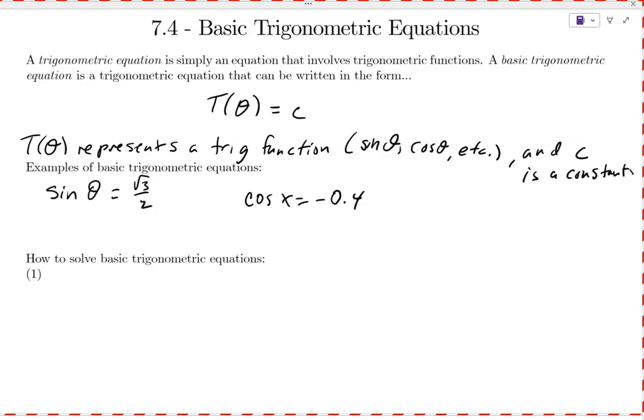Over 3 does, right? And 2 pi over 3 does as well, doesn't it? Okay. Versus over here, do you know an angle that has a cosine value equal to exactly negative 0.4? No, it's not one that we know, right?